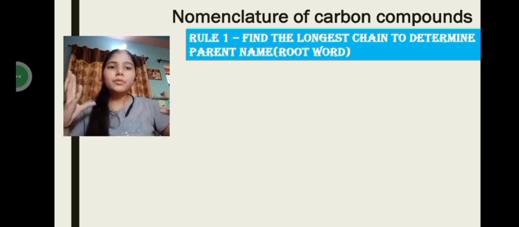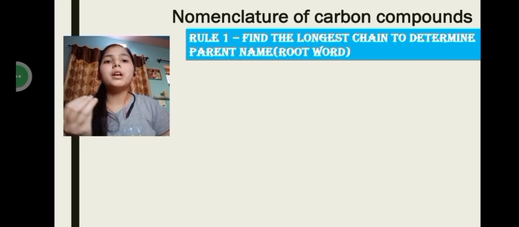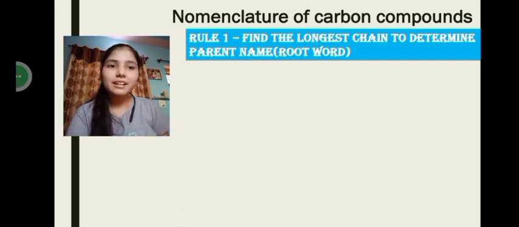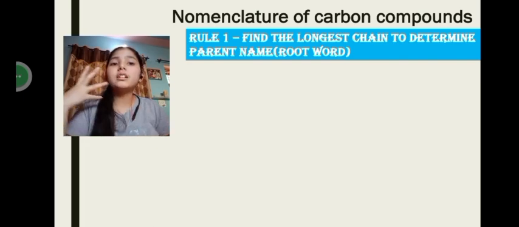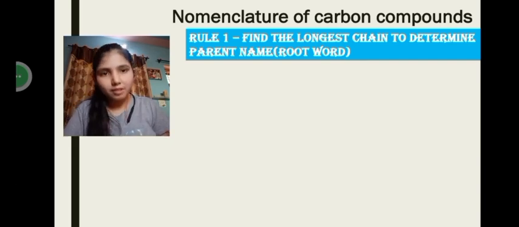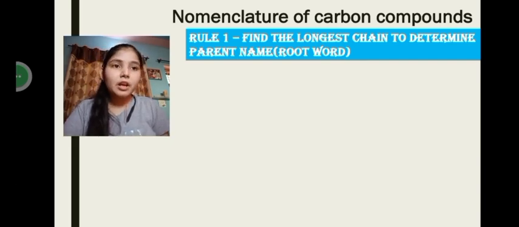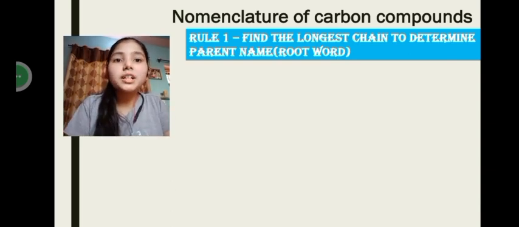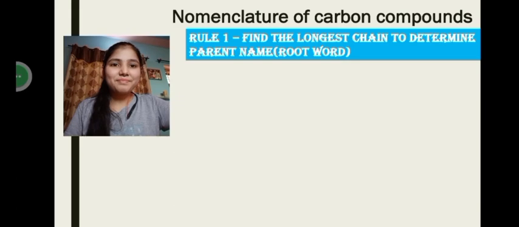What is the parent chain? We have to name the root word. Which is the root word? Like meth, eth, prop, but, pent, hex. These are the root words. And how do we decide which root word to use? By considering the longest chain of carbons, and the longest chain of carbons is called the parent chain. Okay, what is it called? Parent chain, right?